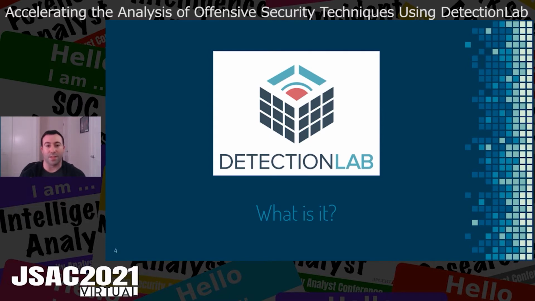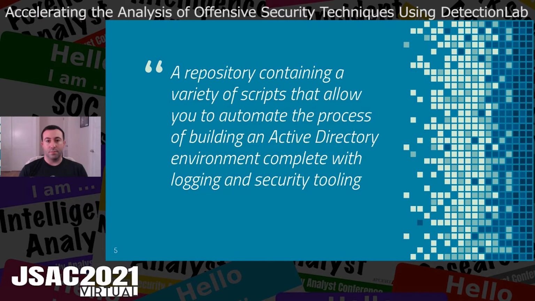So, I think the first and biggest question to answer as part of this presentation is, what is DetectionLab? DetectionLab is an open source project on GitHub that I created about 2 years ago. The primary idea behind creating DetectionLab was that I wanted to use free and existing tooling to allow people to rapidly and automatically build an Active Directory lab environment. In basic terms, DetectionLab is a repository containing a variety of scripts that allow you to automate the process of building an Active Directory environment complete with logging and security tooling. That's a lot of words, but I think the key word here is automate, and I'll explain more about that on the next slide.